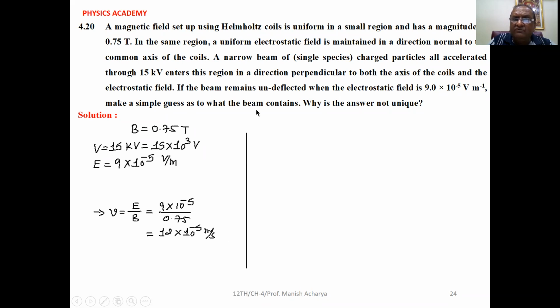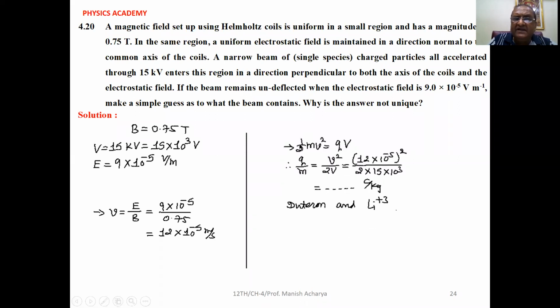Now here we have to find which particles are there in the beam, what the beam contains. So when any charged particle is accelerated with the potential difference of V volt, the kinetic energy gained, that is half mv square, that is q into V. Now to find out the type of particle, calculate its specific charge, means q by m.